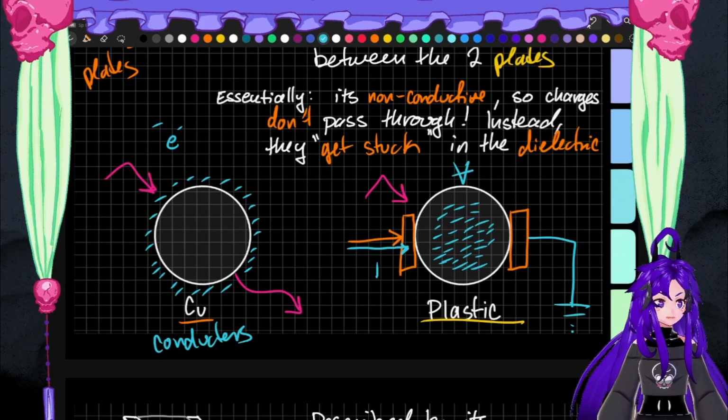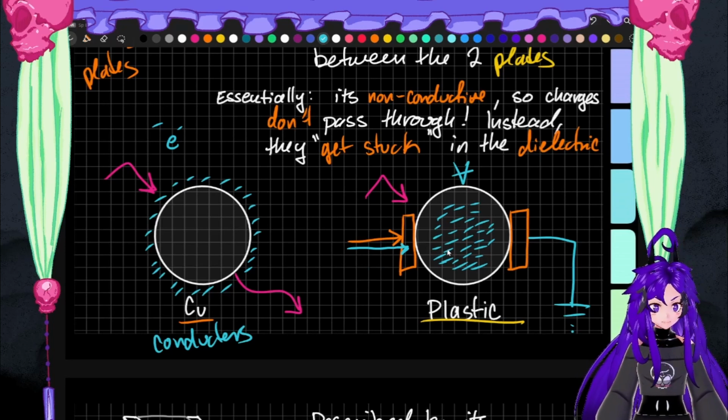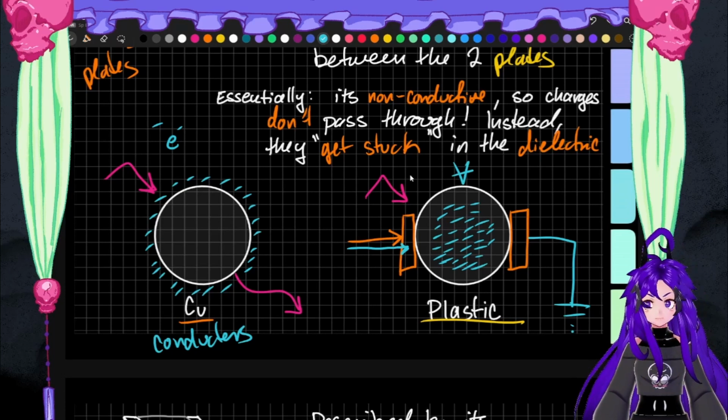A capacitor is not a source. It cannot generate energy. It cannot generate voltage. But it can store it.